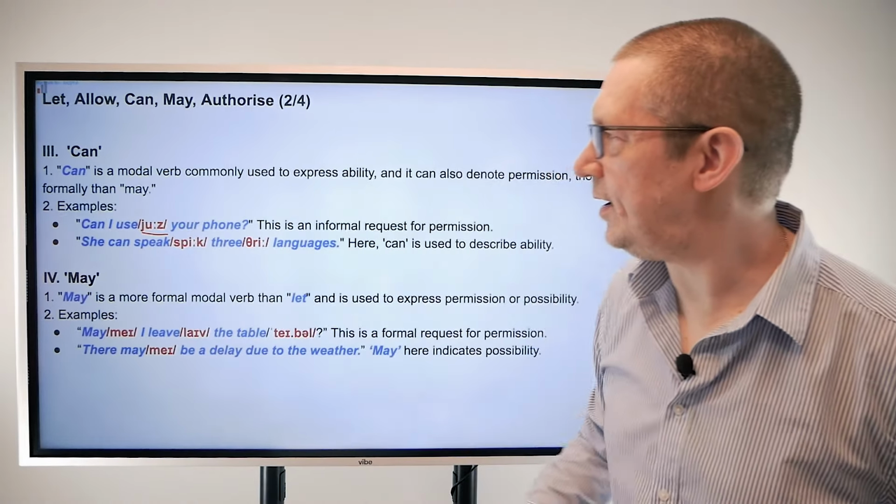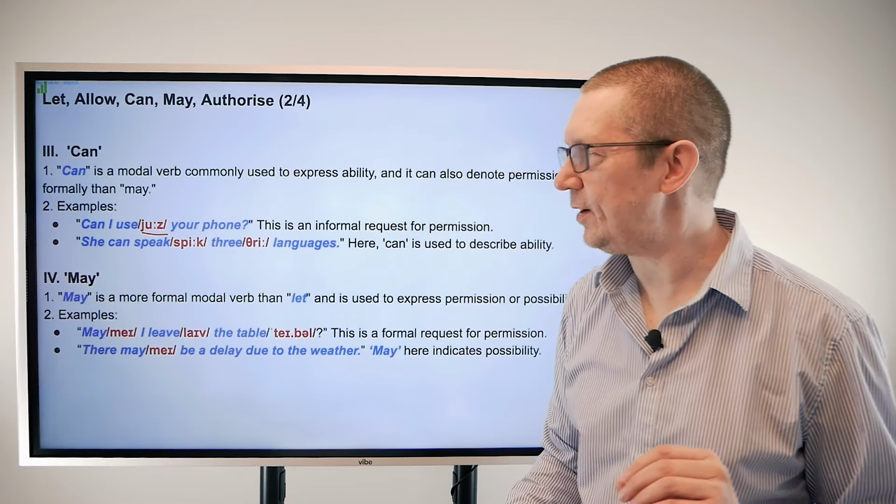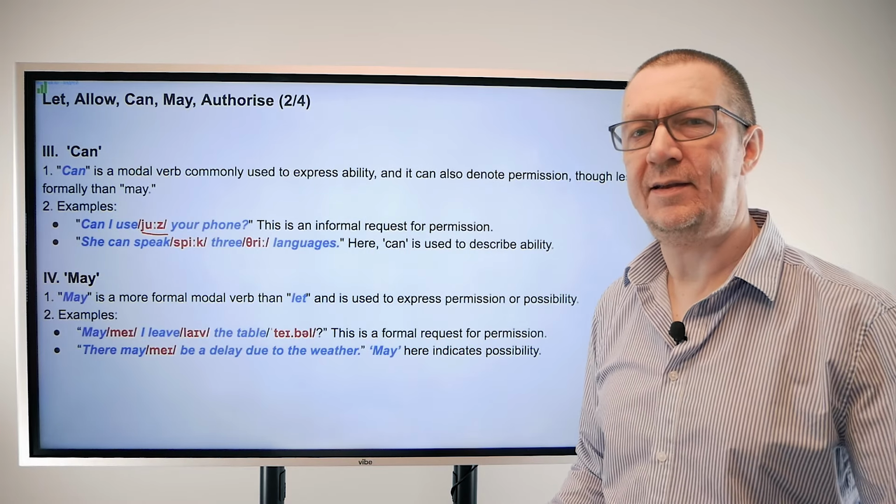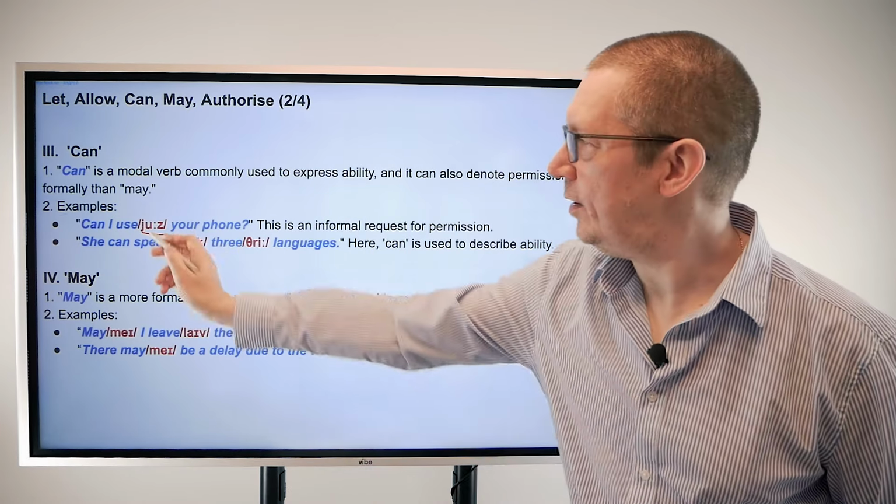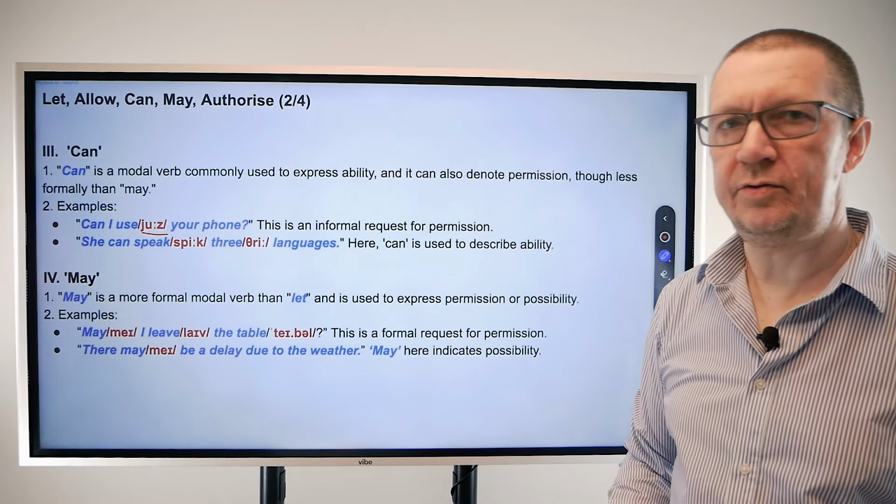Here, "use", we've underlined just because this is a word that some people don't get quite right. Instead of "us", it's "yoos". It has this use sound, long vowel there, use. Can I use your phone?